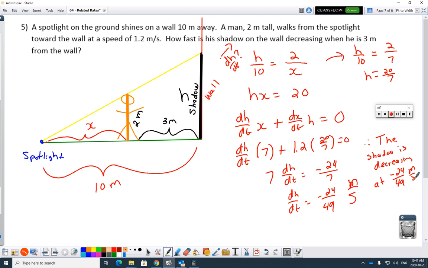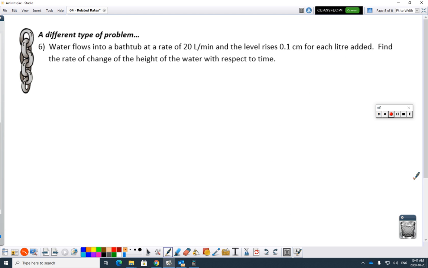Last example. More time? A water flows into a bathtub at a rate of 20 liters per minute, and the level rises 0.1 centimeters for each liter added. Find the rate of change of height of the water with respect to time. This question is unbelievably difficult, except it's so darn easy.